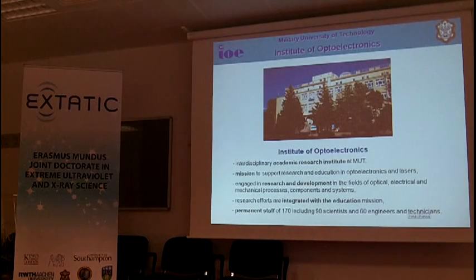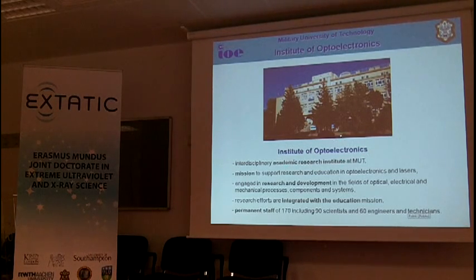Before I start my talk, I would like to say a few words about the institution I came from. I represent the Institute of Optoelectronics, which is an interdisciplinary academic research institute, MUT. Interdisciplinary is quite important because usually in a faculty you have a physicist or chemist depending on the faculty. In our institute there are a variety of specialists from physics, chemistry, biology, engineering. So that's why we are able to do interdisciplinary research projects.